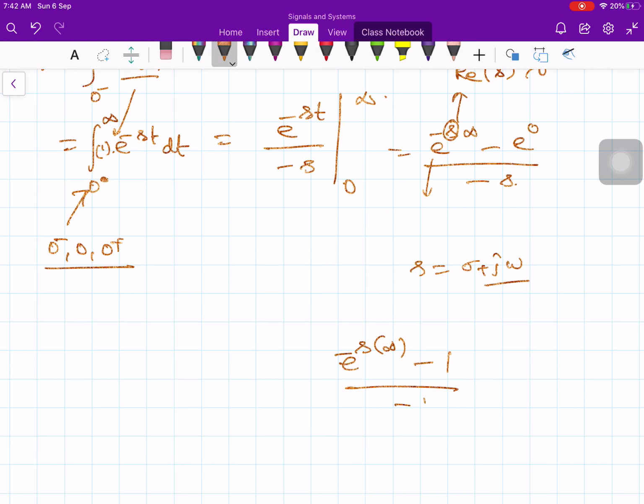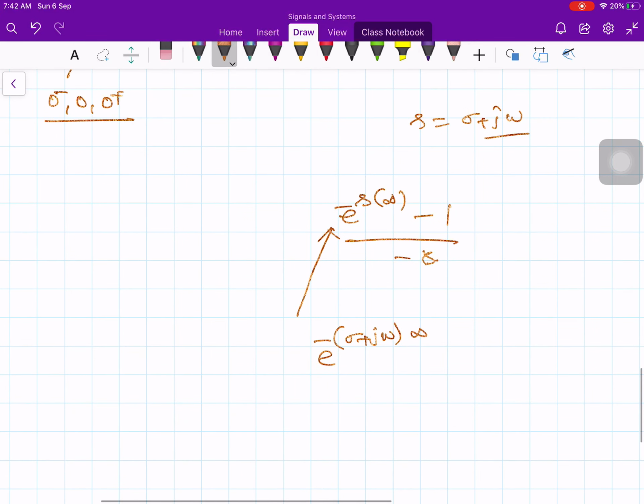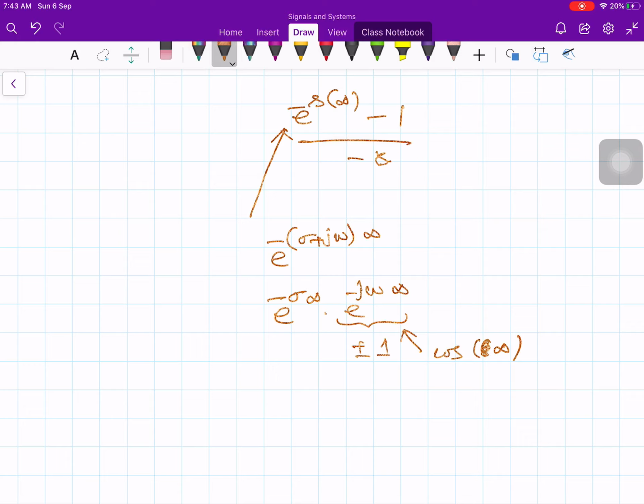Now, in the exponent, if you take alone e to the minus of sigma plus j omega times infinity, that is e to the minus sigma times infinity times e to the minus j omega times infinity. Now, this always oscillates between plus or minus 1. Why? Because e to the j theta becomes cos infinity minus j times sin infinity, right.